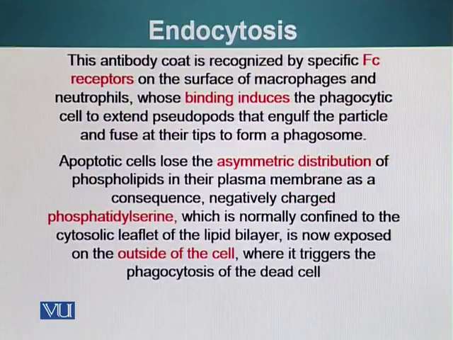Also, apoptotic cells lose their asymmetric distribution of phospholipids in the plasma membrane. As a consequence, negatively charged phosphatidylserine, which is normally present on the cytosolic face of the lipid membrane, is actually flipped. It flips, and now it is exposed at the extracellular part of the plasma membrane. This is also recognized by phagocytic cells, and they trigger phagocytosis of the dead cell.